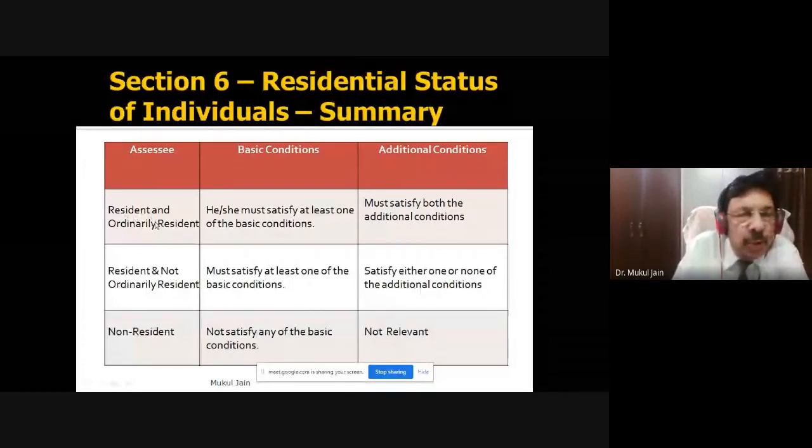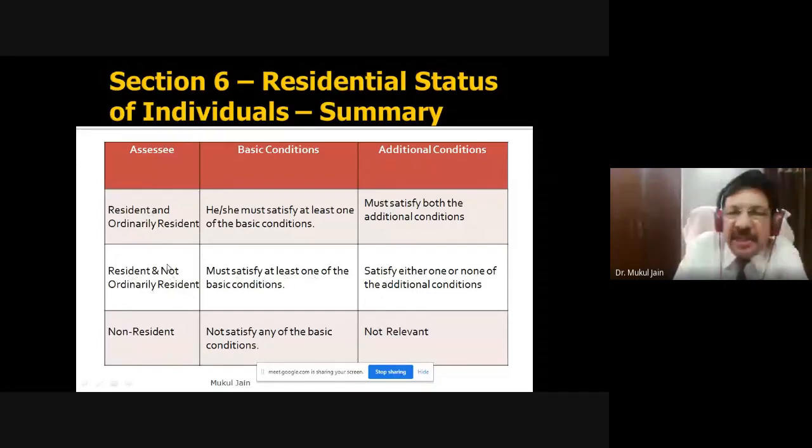But if you want to call as resident but not ordinarily resident, then he must satisfy at least one of the basic conditions to be a resident and satisfy either one or none of the additional conditions, then he or she becomes not ordinarily resident. And if a person has to be called non-resident, that means he doesn't satisfy any of the basic conditions. And additional conditions are not relevant now.